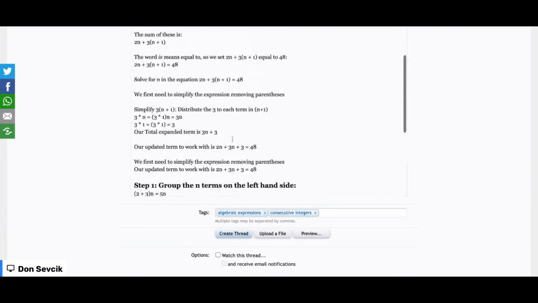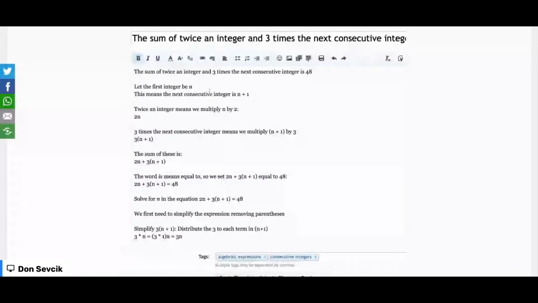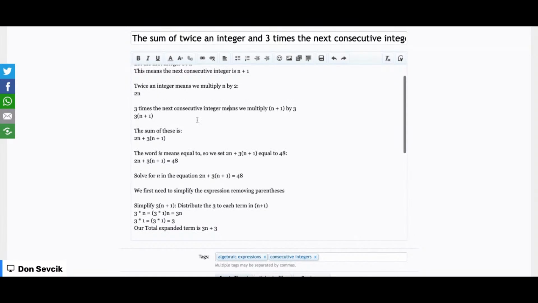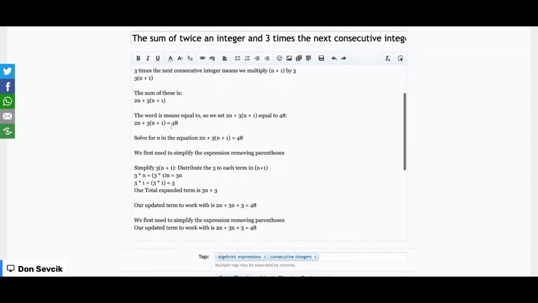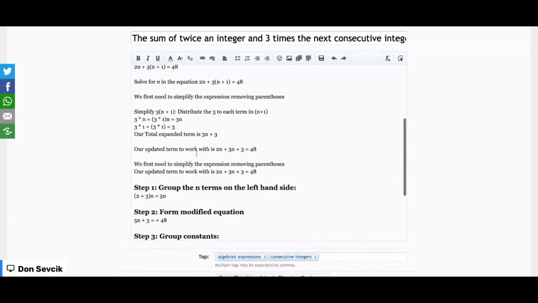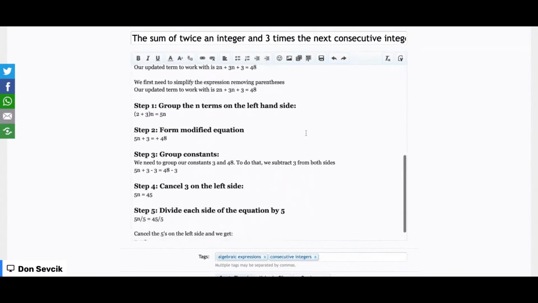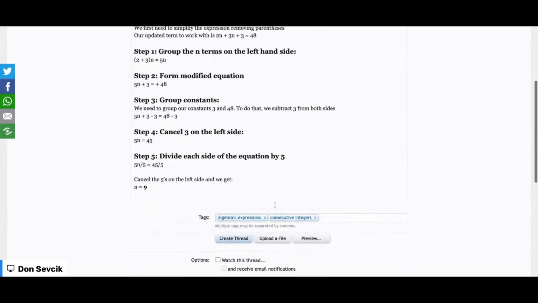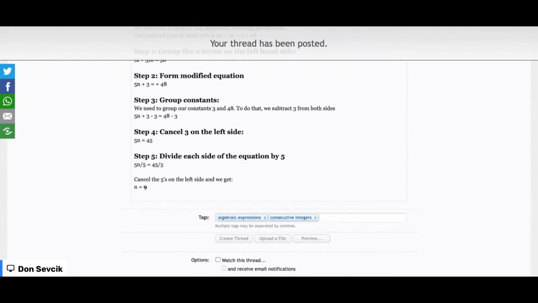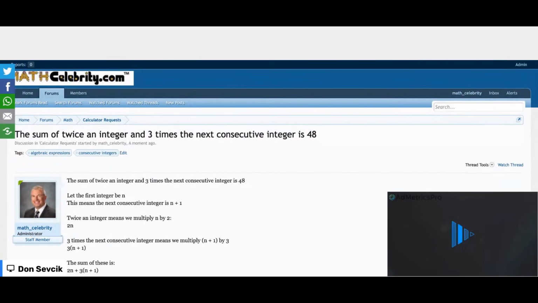Just to recap, let's scroll up here because we did a lot of work. An integer could be anything. We chose n. The next consecutive integer is n plus 1. We broke out each term, twice an integer, 3 times the next consecutive integer. The sum, we added them, and then we set it equal to 48. Then we distributed this, grouped like terms, evaluated, simplified, and we got 9. So a lot of work there.